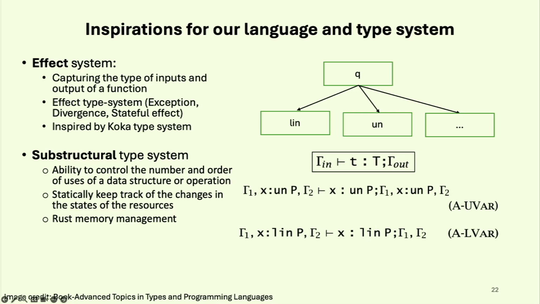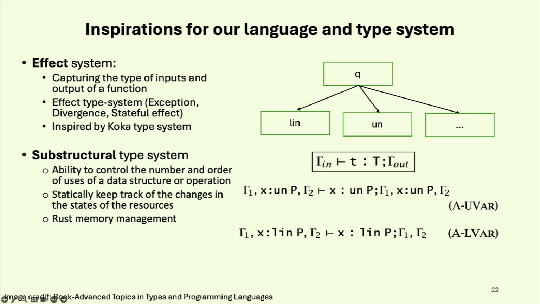Unrestricted says that we don't have any restrictions on how many times a resource is used in the program. So if we look at the typing rule, we have an initial typing environment and a term T. In the typing environment, term T produces the type T and also the leftover typing context, which can be used to type check the rest of the program.